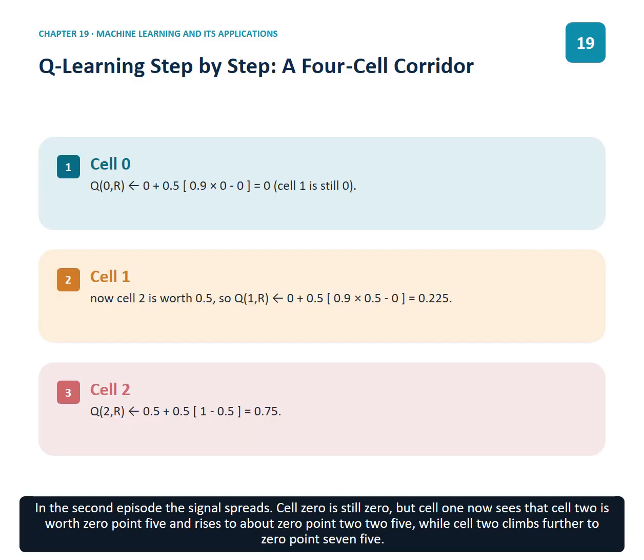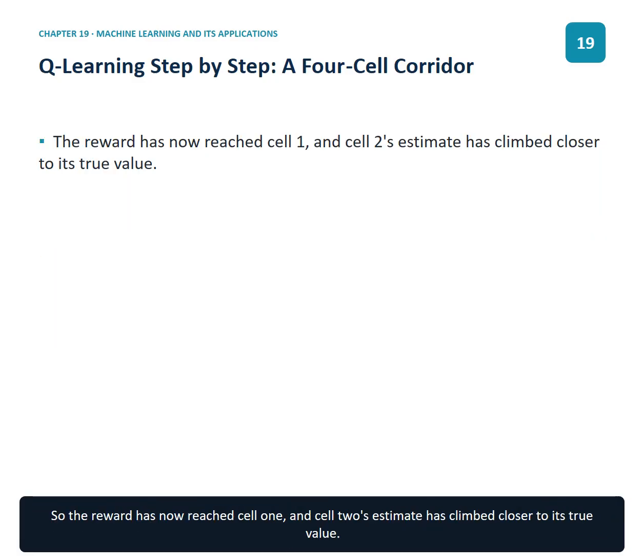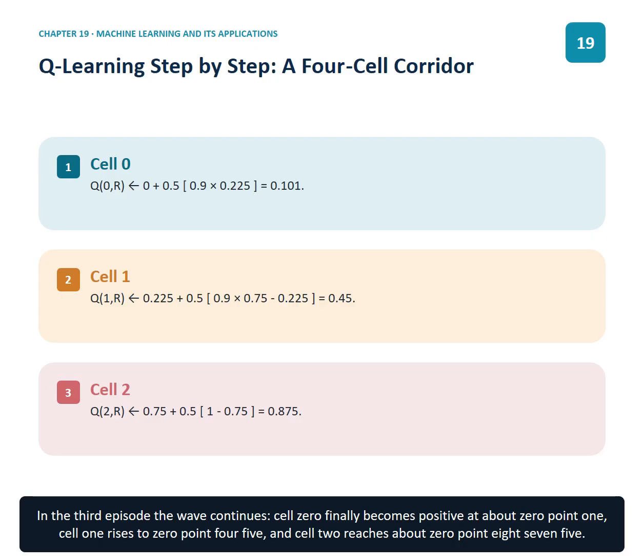In the second episode, the signal spreads. Cell 0 is still 0, but cell 1 now sees that cell 2 is worth 0.5 and rises to about 0.225, while cell 2 climbs further to 0.75. So the reward has now reached cell 1, and cell 2's estimate has climbed closer to its true value. In the third episode, the wave continues. Cell 0 finally becomes positive at about 0.1. Cell 1 rises to 0.45, and cell 2 reaches about 0.875.